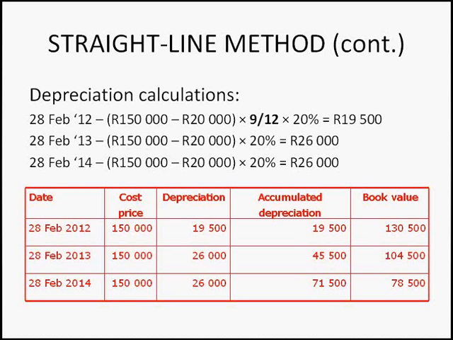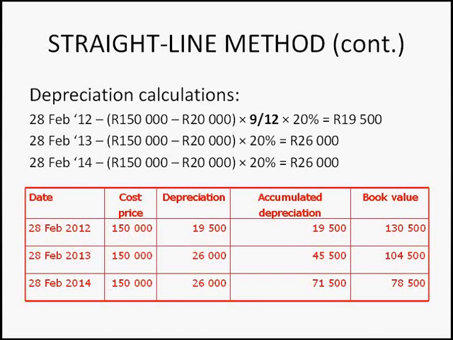71,500 rand. To get the book value, you remember now already that we say book value is cost price minus accumulated depreciation. So it is 150,000 minus the 71,500, and that gives me a book value of 78,500.